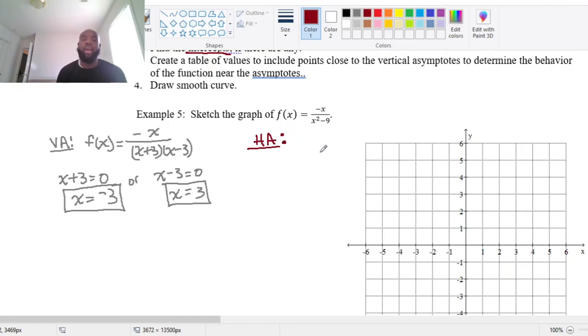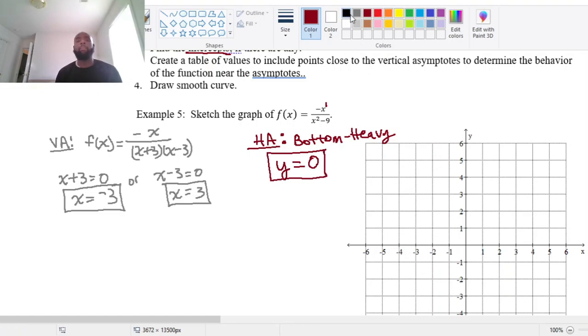Okay, my horizontal asymptote comes from looking at the degree of my numerator, which is 1, and the degree of my denominator. This is bottom heavy. When your function is bottom heavy, the line y equals 0 is your horizontal asymptote.